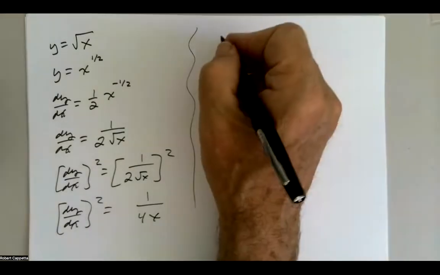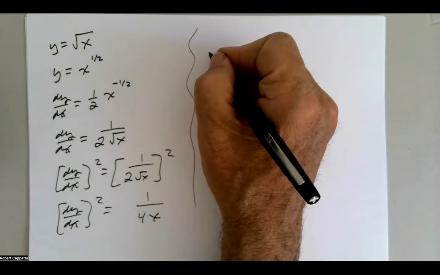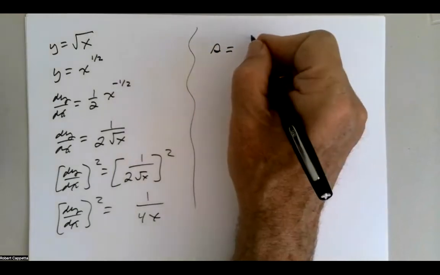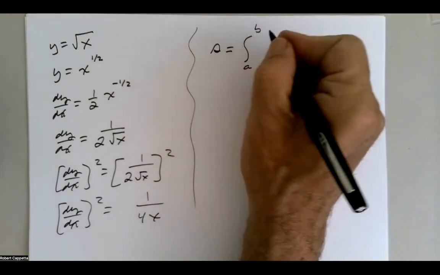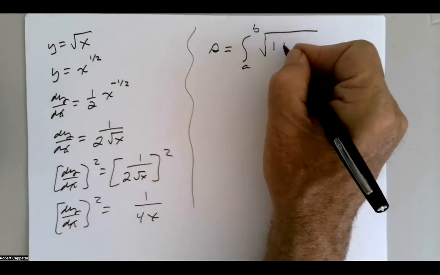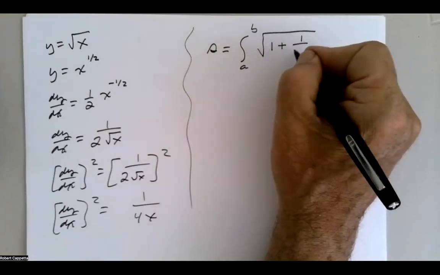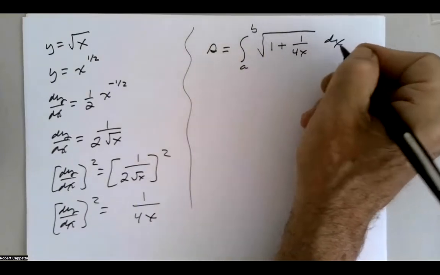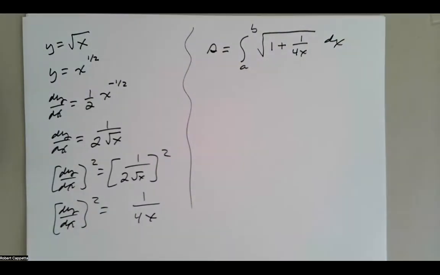What was our formula that we motivated on the previous page? S, the arc length, is the integral from a to b of the square root of 1 plus dy dx squared, which is 1 plus 1 over 4x, dx. And that doesn't look bad, but guess what? It is. That gets very challenging for us to work with. So what tool are we going to use to make sense of that?